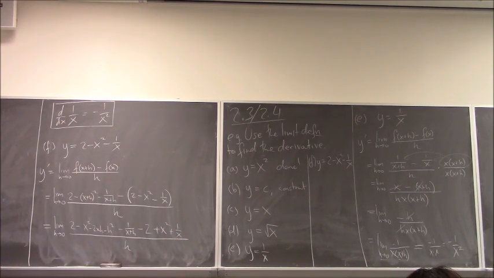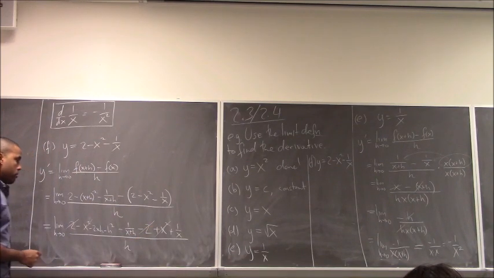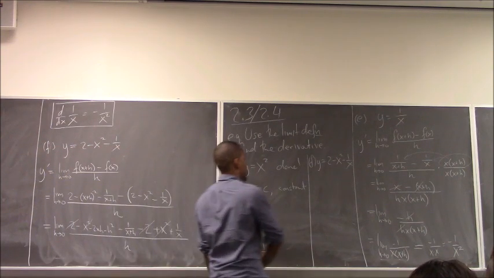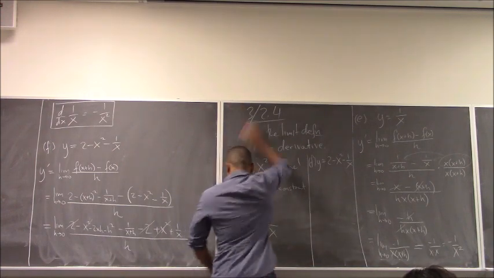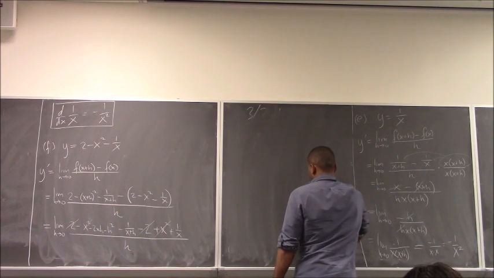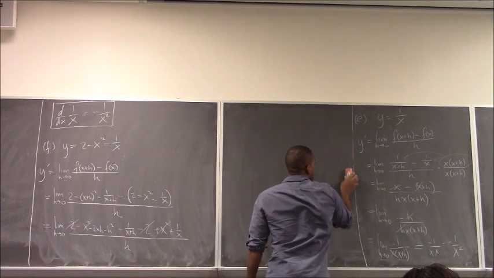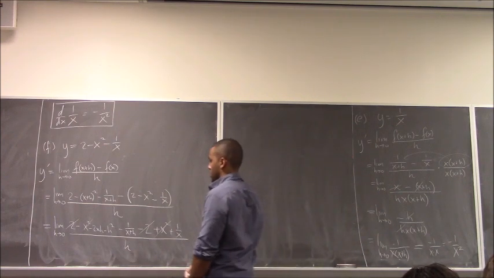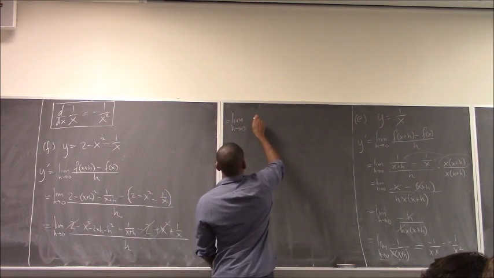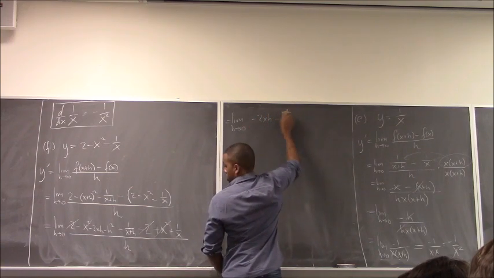Now let's see what we can simplify here. The 2's would kill each other, the x squares would kill each other. Nothing else kills anything else. So we have the limit of minus 2xh minus h squared.